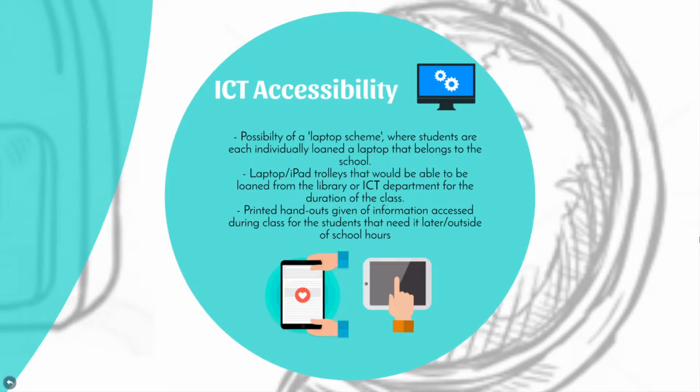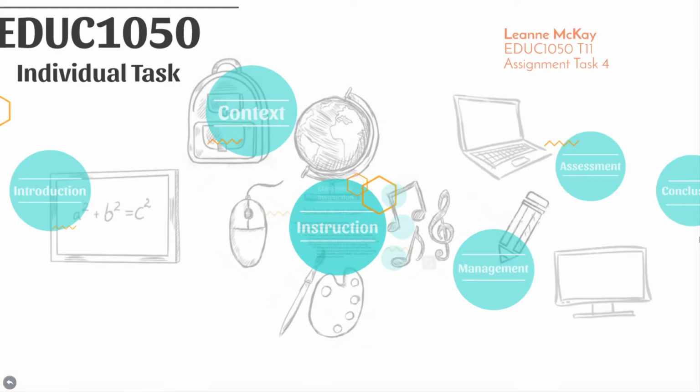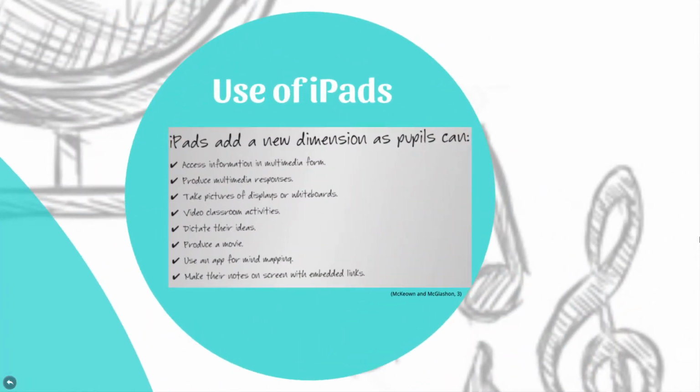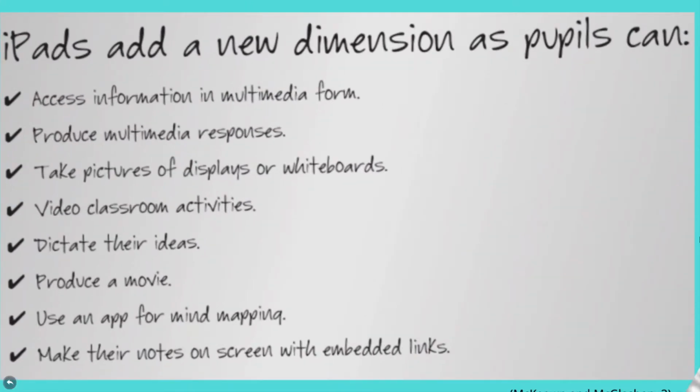Following on from ICT accessibility, we were asked to suggest some ICTs that we believe address and help build the Level 6 investigating with ICT capabilities. As science is all about investigating, the most important ICT tool I would hope to incorporate would be the use of iPads. This mode of learning opens so many doors within education in the use of both internet and app access. This image explores the way in which using iPads tends to learners' needs, as well as helping them to explore the topics covered in class.